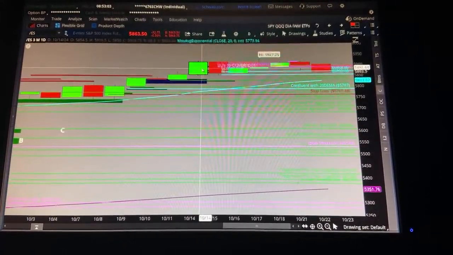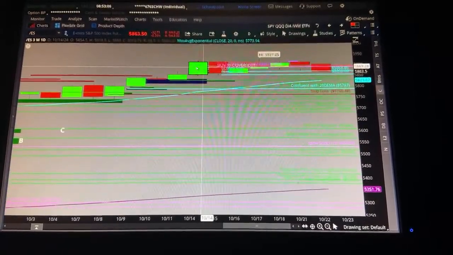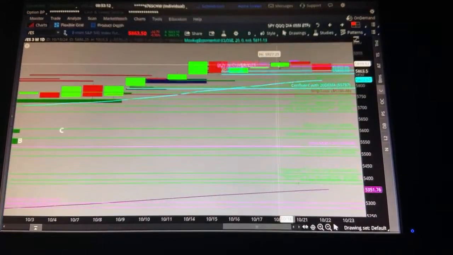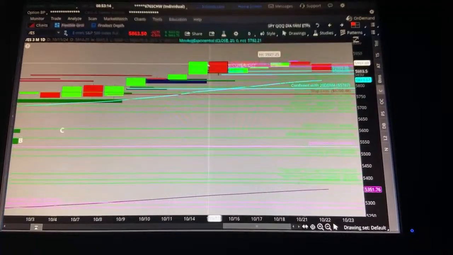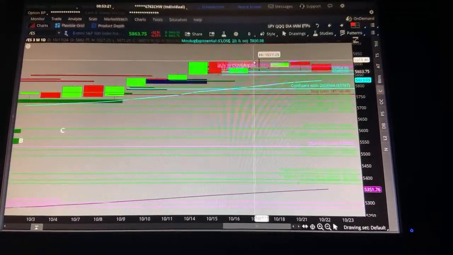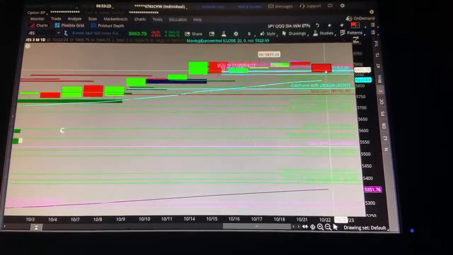The point I'm trying to make, however, is that from October 14th, these two little green bars and then a red bar right here, we're still essentially inside of this candle from October 14th, which was a week ago, last Monday. So we're still inside of essentially last week's range. And today, it's still only Tuesday.